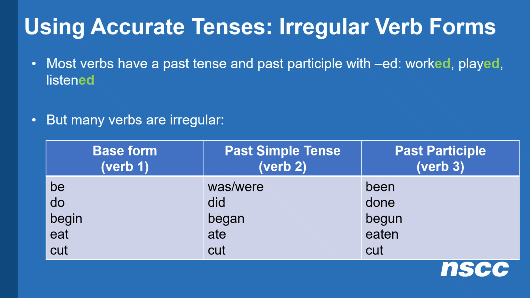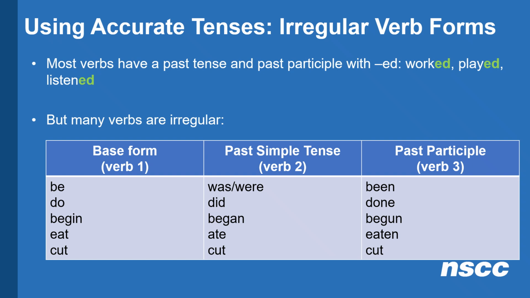Most verbs have a past tense and past participle with ed, such as worked, played, and listened. But many verbs are irregular. For example, the verb be. In its base form, we use be, but past simple tense, we use was or were, depending on the subject. And the past participle is been. Another example is the verb do. The base form is do, past simple tense did, and past participle done.